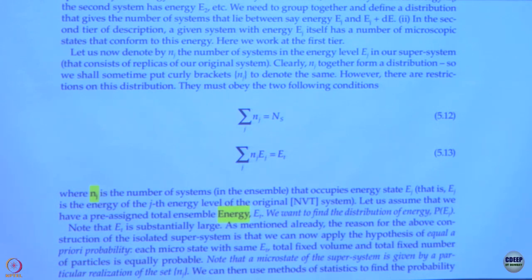The notation has changed; when I teach, I use an italicized N, but here the italicized N has become capital N and capital T. So this is the total energy, Ej is the energy of one of the systems in my ensemble, and I have made a microcanonical ensemble of the ensemble of ensembles. This is the condition, because this is the total number. NS is the total number of systems in my super ensemble, and this is the total energy. Each system in the canonical ensemble is at constant temperature, but they are in different energy states. Is there any confusion here?